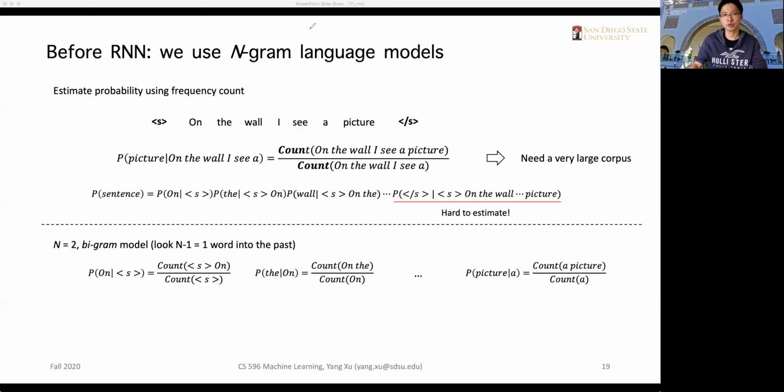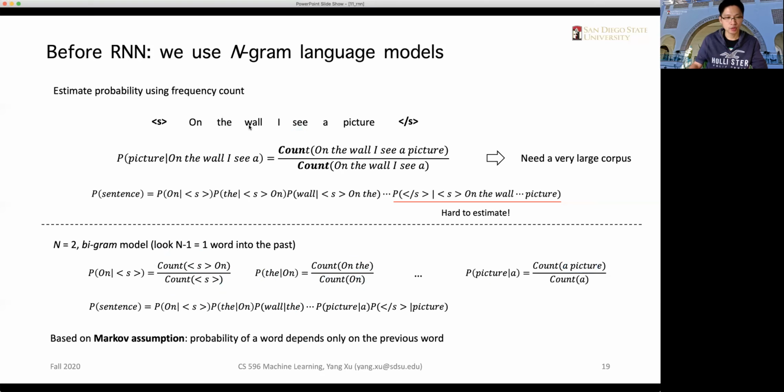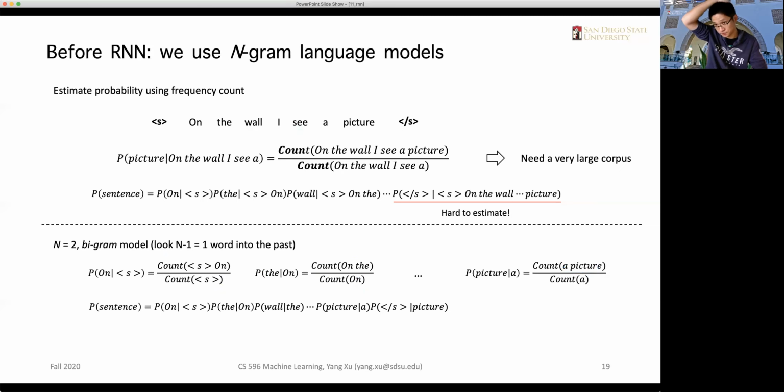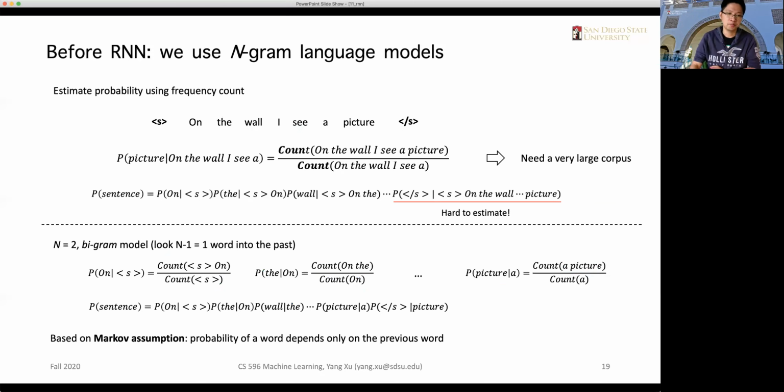Okay, we use much shorter context. So in this case, the probability of a sentence is just the product of all the short bigram probabilities, and we use the same chain rule. This assumption is called the Markov assumption. You must have heard this term in a lot of other courses.